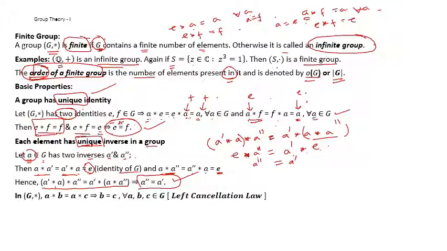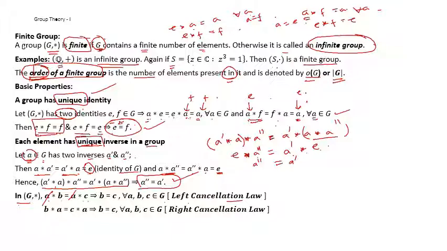Next we come to a very important property which is called cancellation laws. সেটা বলছে যে in a group G star, যদি এরকম হয় A star B equal to A star C, then it must imply B equal to C for all A, B, C belongs to G. This is called the left cancellation law. কেন left cancellation law? আমরা বাঁ দিক থেকে কেটে দিচ্ছি বলে এটাকে বলা হয় left cancellation law.